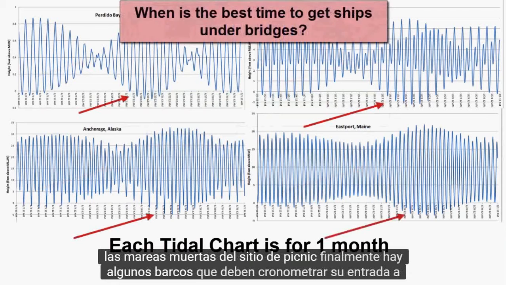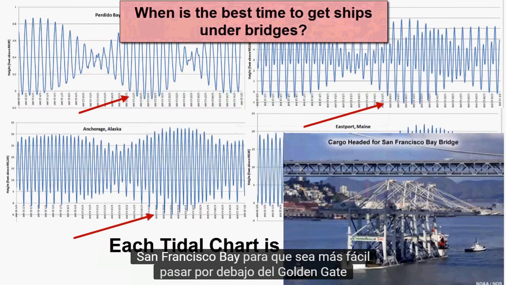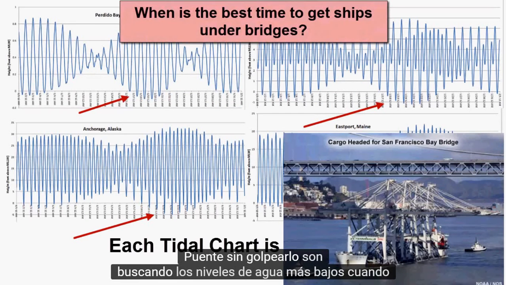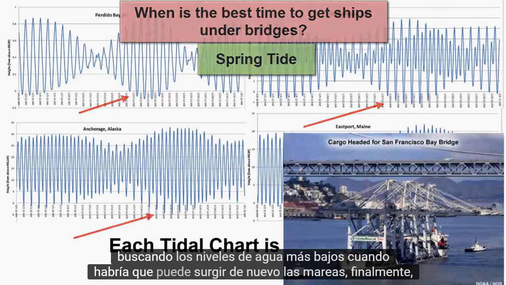Finally, there are some ships that must time their entry to San Francisco Bay to make it easier for them to pass below the Golden Gate Bridge without hitting it. They are looking for the lowest water levels. When would that be? Again, spring tides.